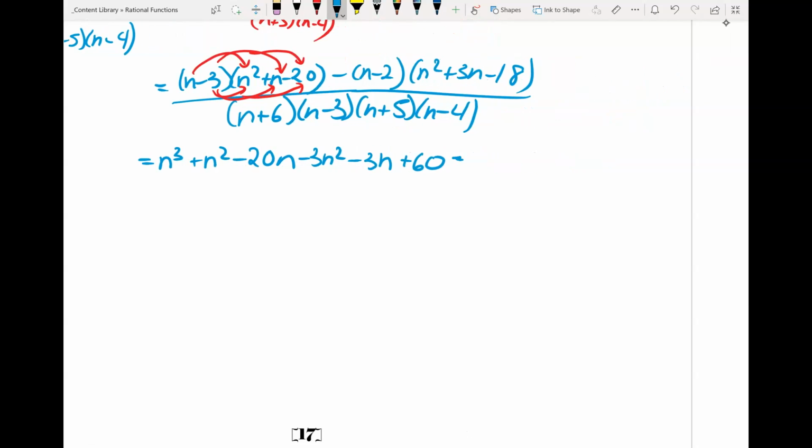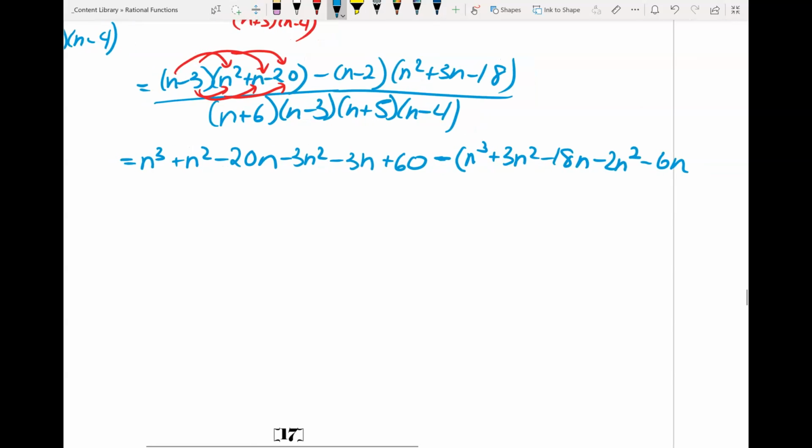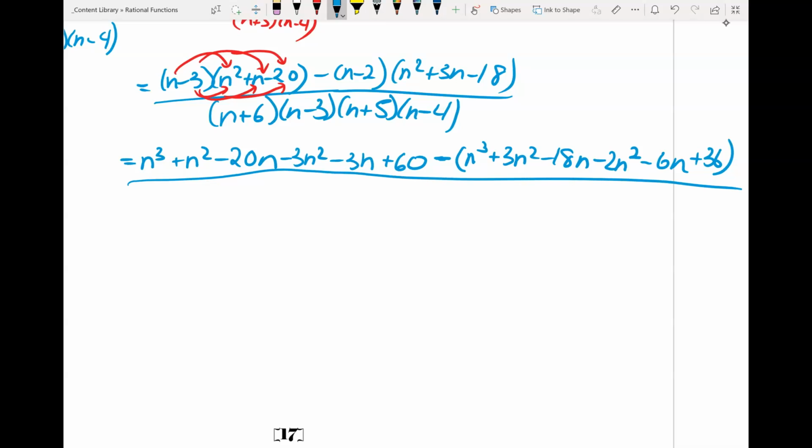And then I'm going to do the other one here. Put this all in brackets. So n times n squared is n cubed. N times 3n is 3n squared minus 18n, negative 2n squared, negative 2 times 3n, negative 6n, and then lastly, negative 2 times negative 18 is positive 36. Isn't that just nasty looking? So long, but we're going to shorten this by simplifying and collecting our like terms as much as possible here.